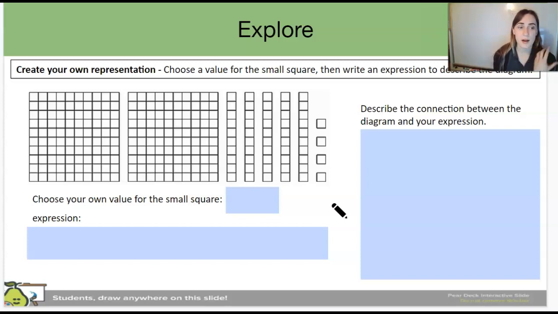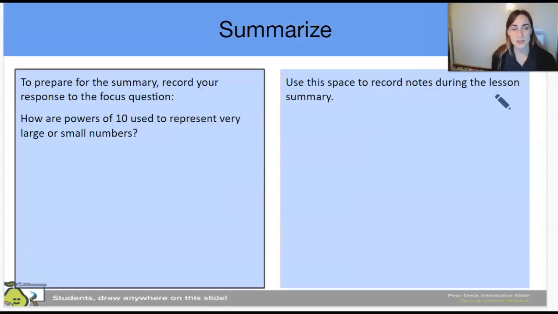Take some time to really come up with some clear thinking here, and at least one expression, but you can always make more than one. And then we'll go along to our summarize section and be done for the day. So in our summarize section, we're going to be answering how are powers of 10 used to represent very large or very small numbers. And on the right, you can add any notes that come up as you're discussing with your class or anything you want to definitely remember from today.